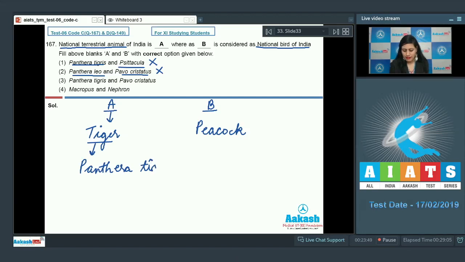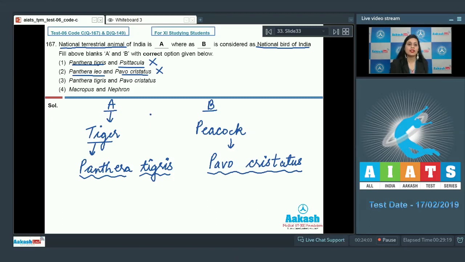Panthera tigris, and peacock is Pavo cristatus. So the correct answer to this question is option number 3, Panthera tigris and Pavo cristatus.